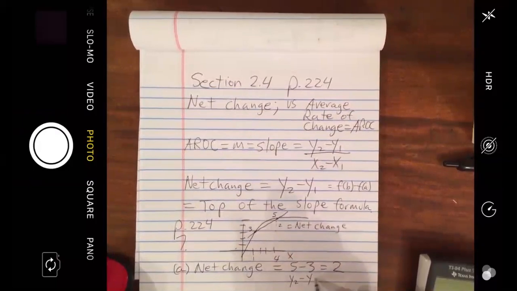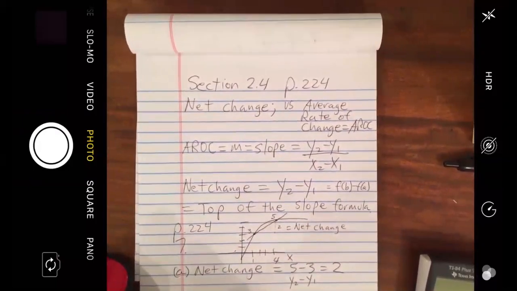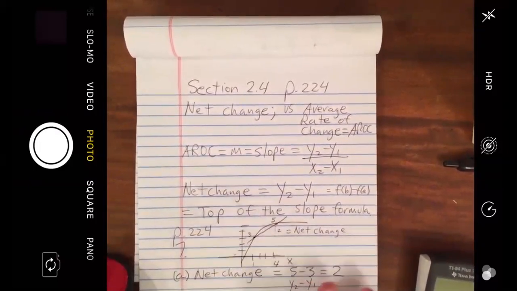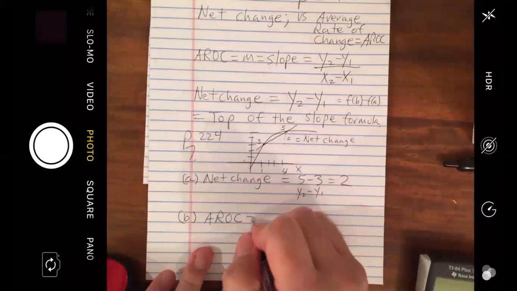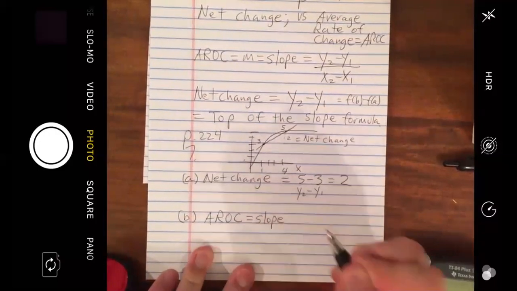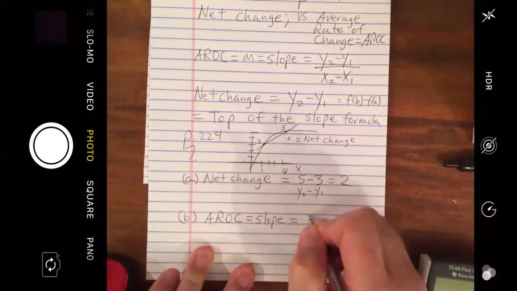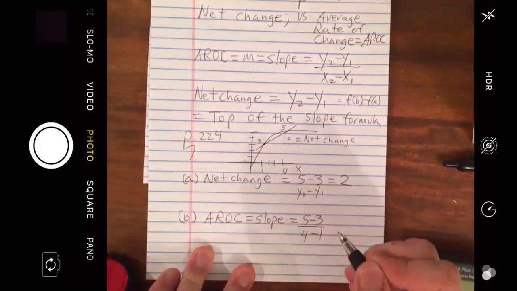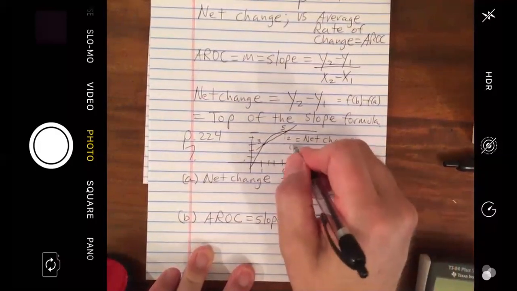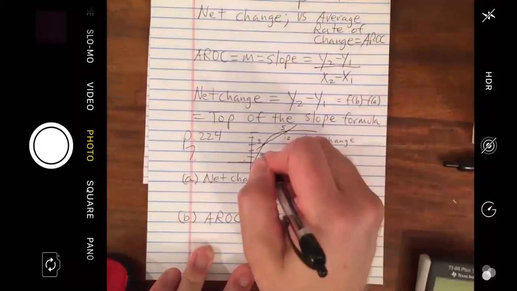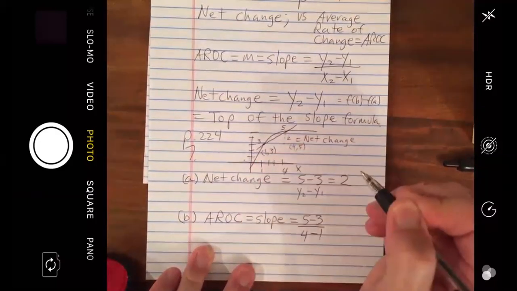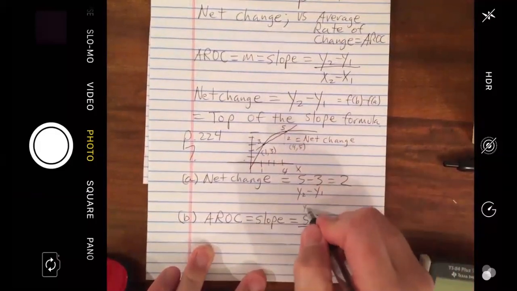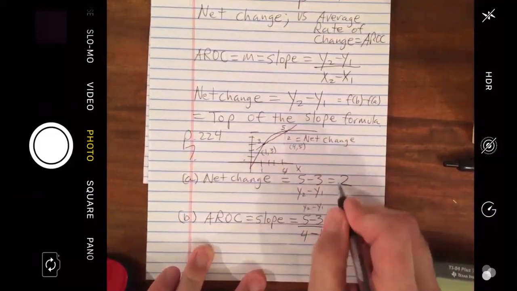Y2 minus Y1. In part B, your average rate of change is equal to your slope. So that would be your 5 minus 3 over your 4 minus 1. Meaning your coordinate here is 4 and 5. Your coordinate here is 1 and 3. So this is your y2 minus y1, which is exactly what net change is.